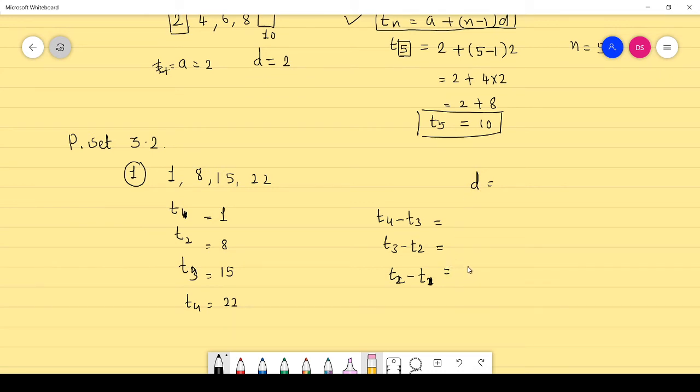What is the T2? That is 8. What is the T1? That is nothing but a 1. So 8 minus 1, that is nothing but a 7. What is the T2? T2 is nothing but a 8, right? Sorry. Initially we need to take a T3.